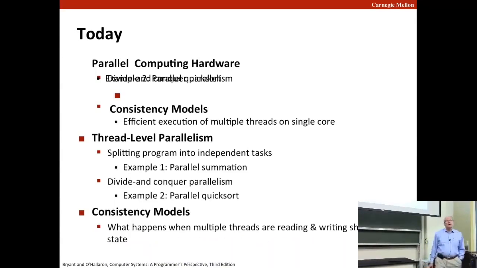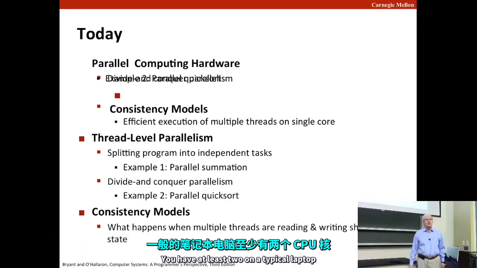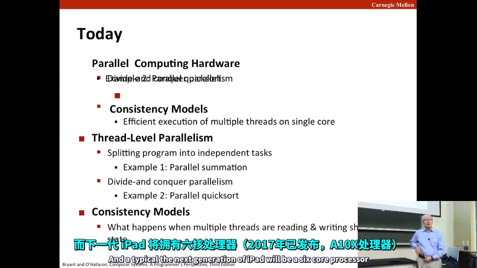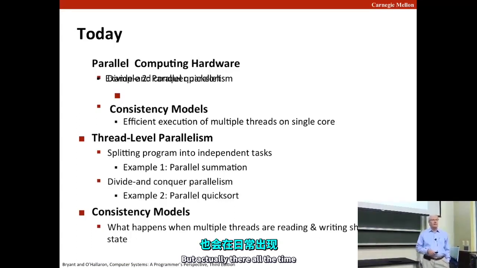But the issue is, as you know nowadays, when you buy a computer, you don't get just one CPU on the processor chip. You have at least two on a typical laptop. Even my phone has two cores in it, as well as 4 graphic processing units. And the next generation of iPad will be a 6-core processor. So these have become not just the specialized domain of high-end machines, but actually they're there all the time.